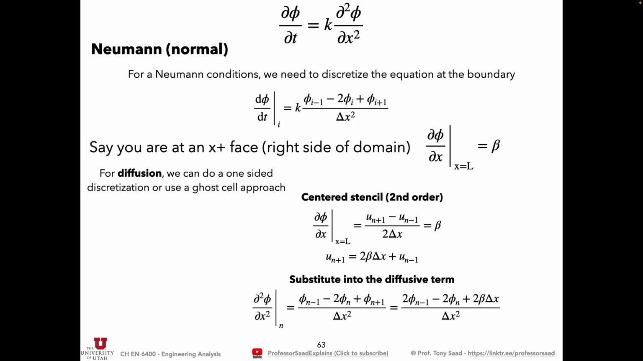Okay, so again, I'm taking my diffusion condition, and my standard discretization still is valid. But then for the Neumann condition, it's given to you as a flux at the boundary, as a derivative at the boundary, normal. Let's say at the right-hand side of your domain, which I call x plus face, on the plus side of the domain, you have d phi by dx equal beta.